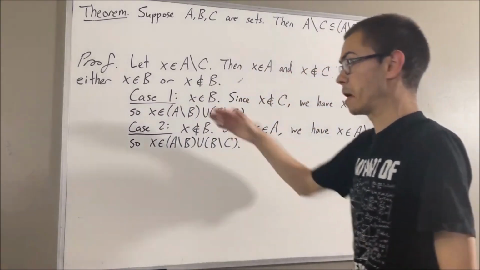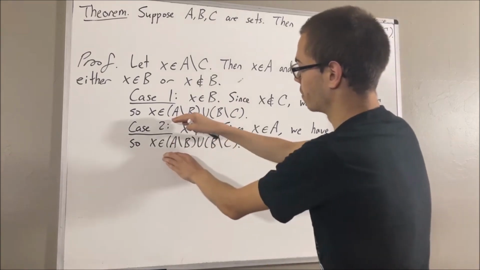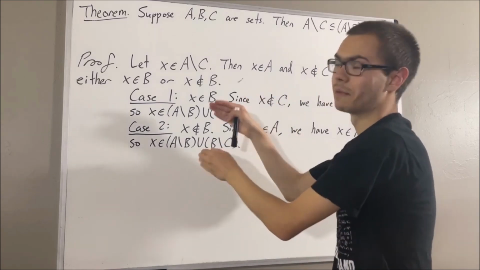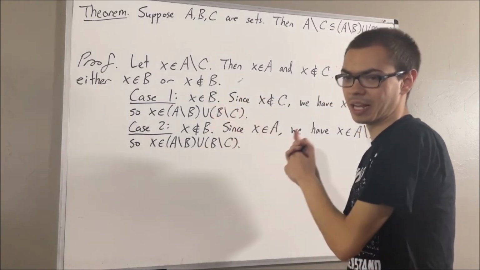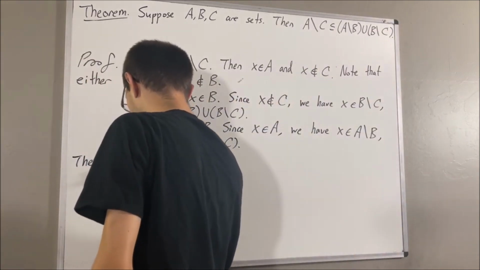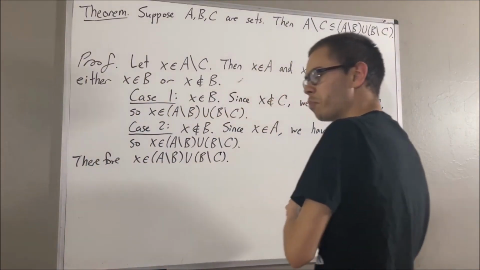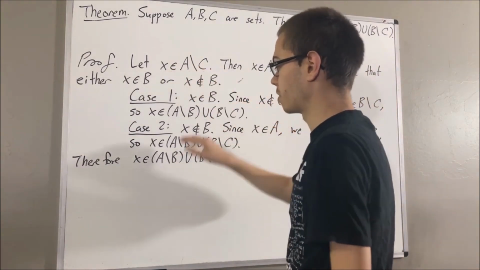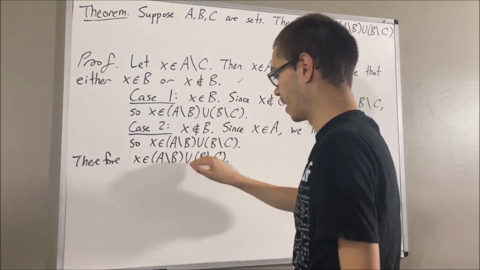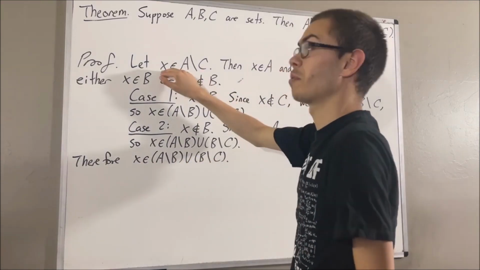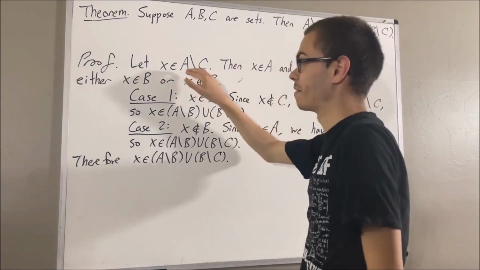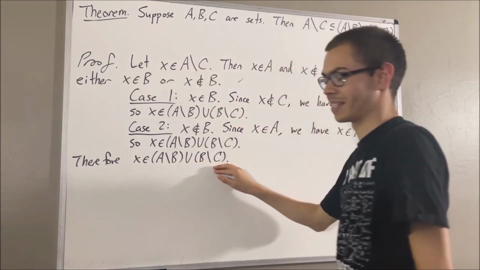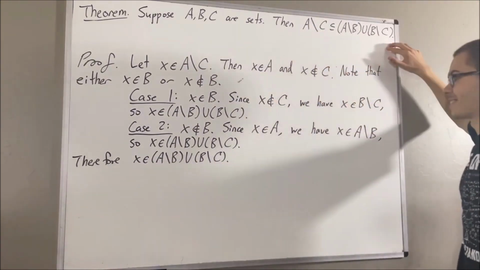So we see in either case, X is an element of the union of A set minus B and B set minus C. Now putting this together, we see that under the assumption X is an element of A set minus C, it follows that X is an element of the union of A set minus B and B set minus C. Since X was arbitrary, this means we have shown every element of A set minus C belongs to the set A set minus B union B set minus C. So we've shown that this is true.